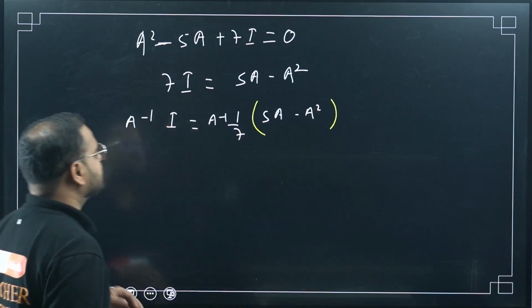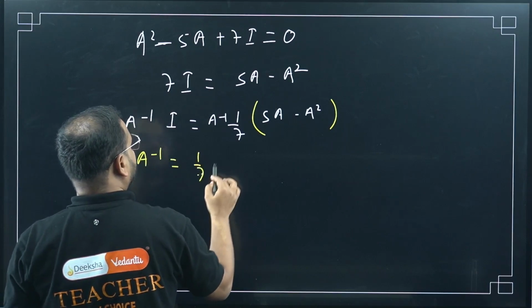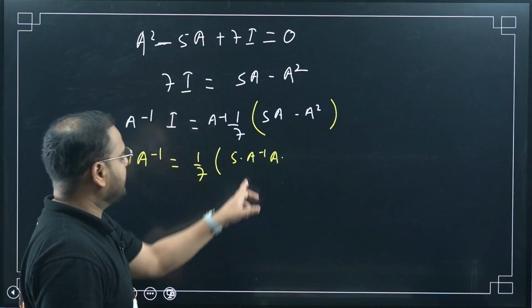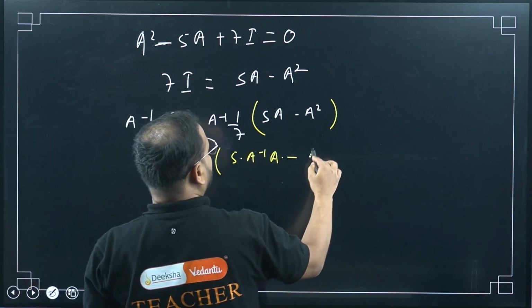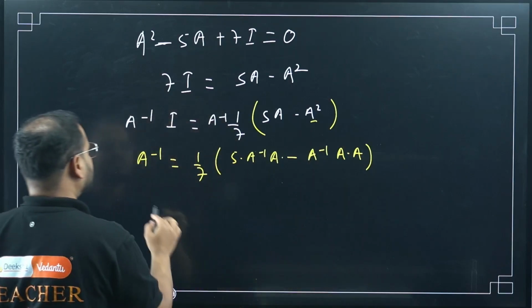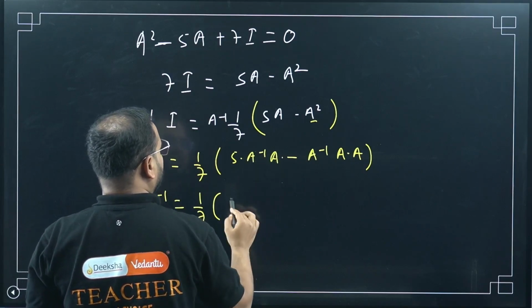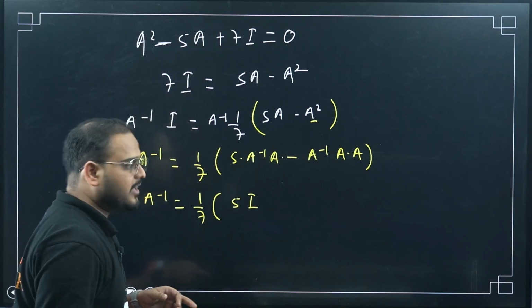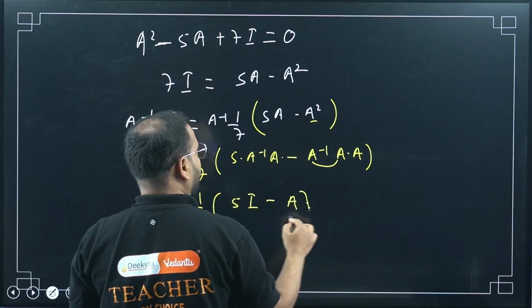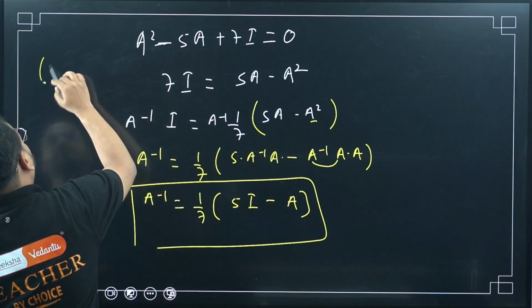Now if I multiply, I'll get what? A inverse times I is simply A inverse. I'll write 1 by 7 here. What I get? 5 times A inverse times A. How much is that? We'll see in the next step. And A inverse of A square is what? A square is A into A. Please check. My A inverse value will be 1 by 7 times 5 of A inverse A, simply I. 5I. A inverse A will be I again. So minus A. Now I'm not going to solve it. You have to give me this answer. So comment this answer.